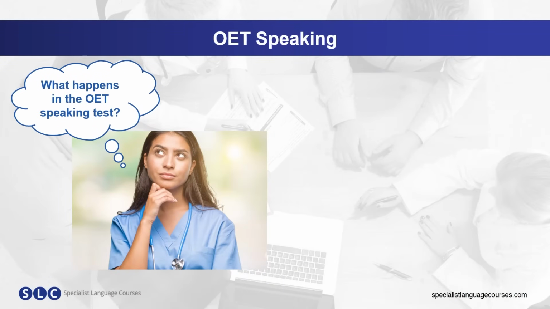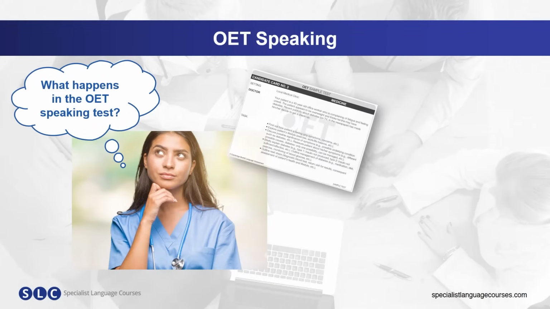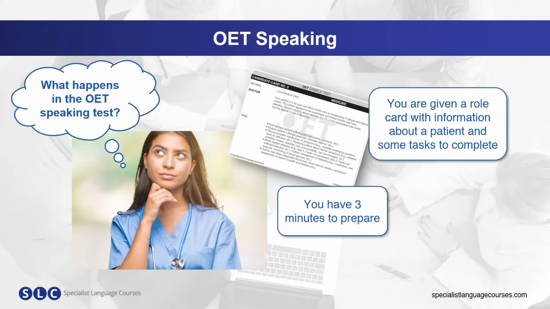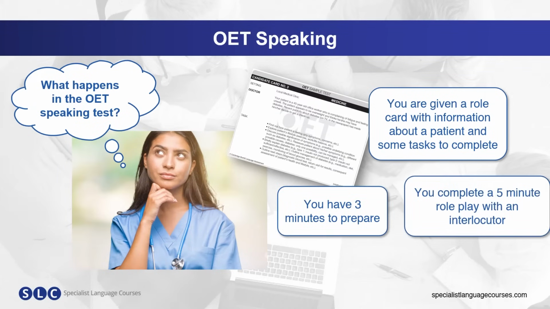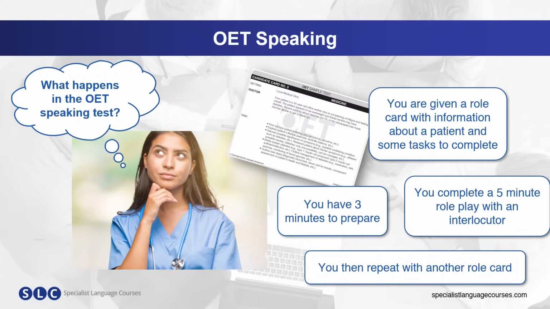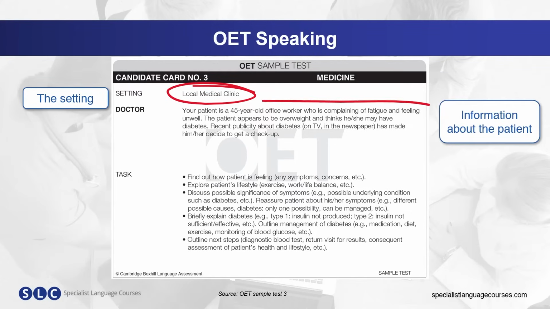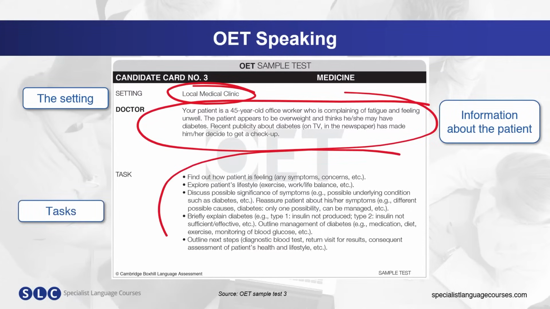Let's begin! In the OET speaking test, you are given a role card with information about a patient and some tasks to complete, and you have 3 minutes to prepare. You then complete a 5-minute role play with an interlocutor and then repeat with another role card. Here is an example. The role card has information about the setting, the patient, and some tasks to complete.